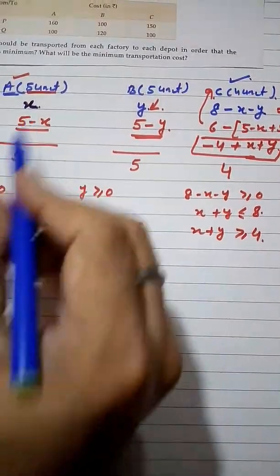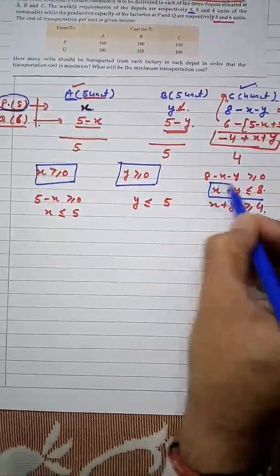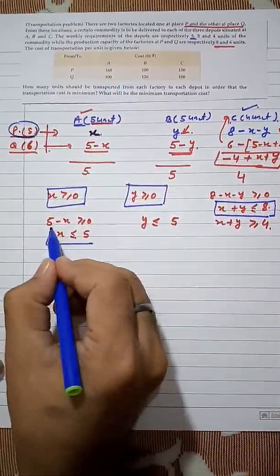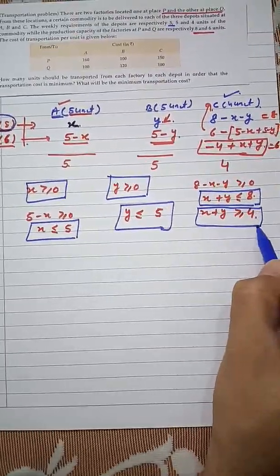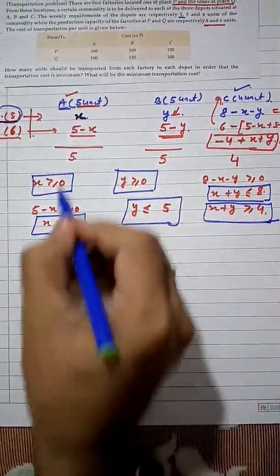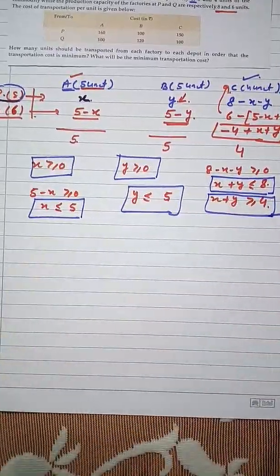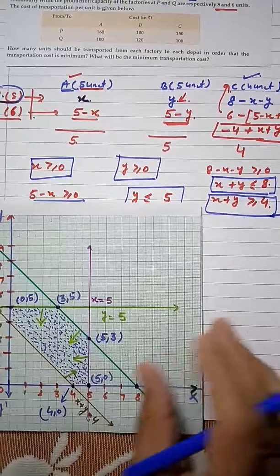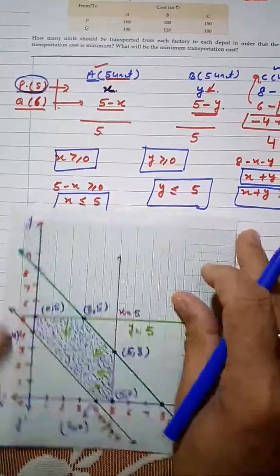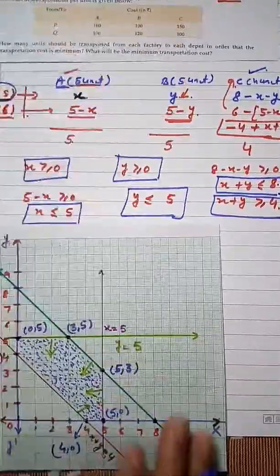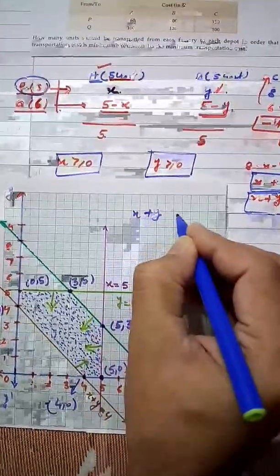So these are the inequalities: X is greater than or equal to 0, Y is greater than or equal to 0, X plus Y is less than or equal to 8, X is less than or equal to 5, Y is less than or equal to 5, and X plus Y is greater than or equal to 4. These are the equations of this table. Now if you make the graph of all these equations, you will get the graph in this way. These are the lines. X plus Y is less than or equal to 8. Now how will you solve this?